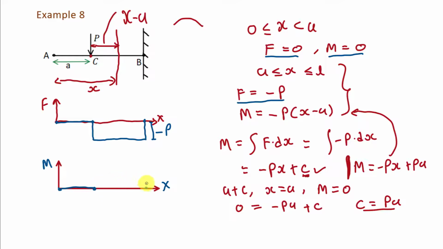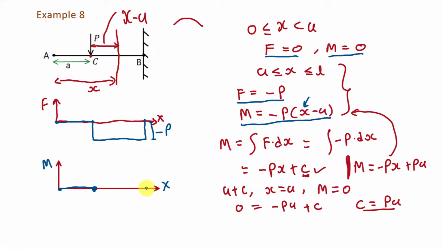And in second interval, what is the value of bending moment? In second interval, value of bending moment M is minus P into bracket x minus a. To get the value of bending moment M at x is equal to a, we will put value of a instead of x. So if we put a here, then value of bending moment will be 0. So we will get this point.